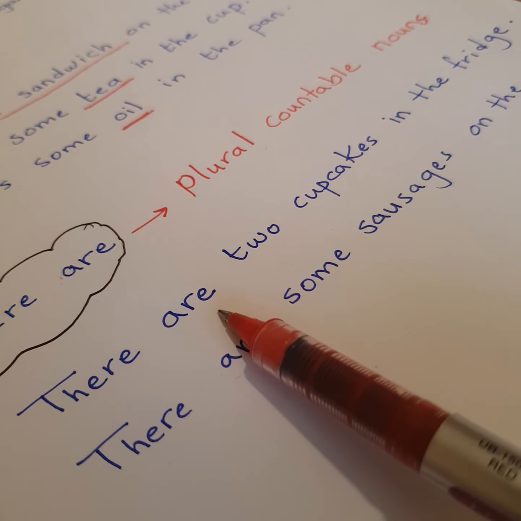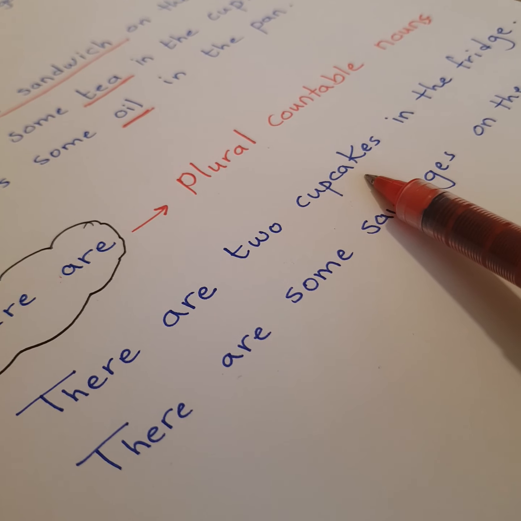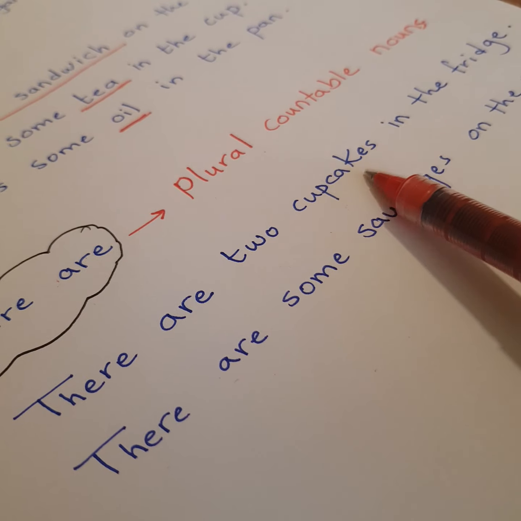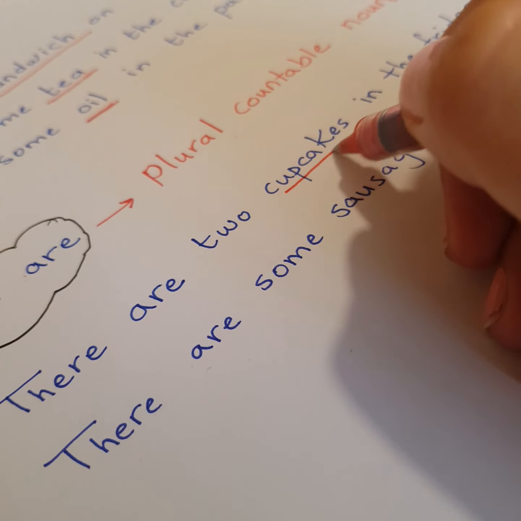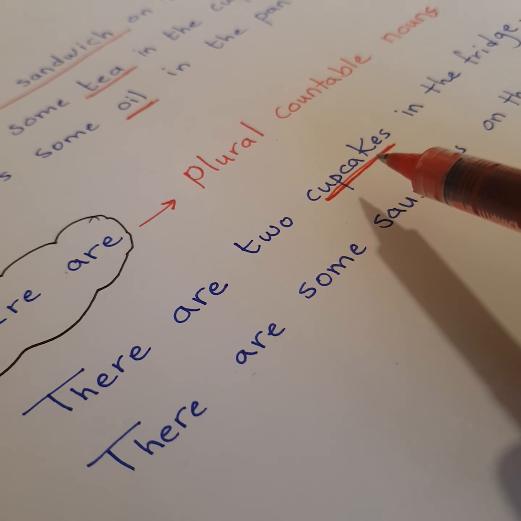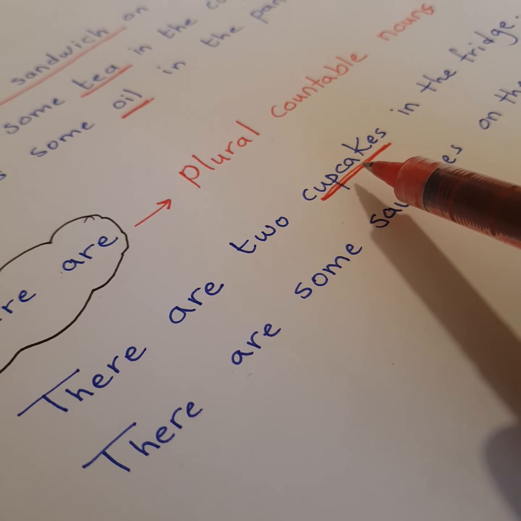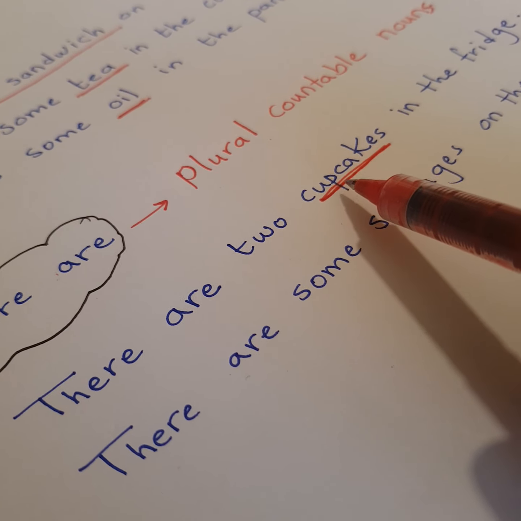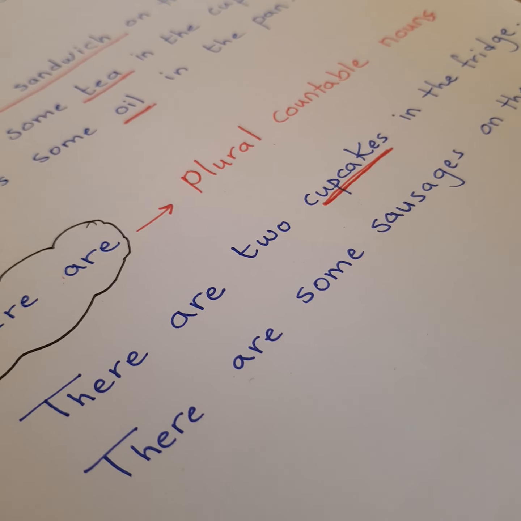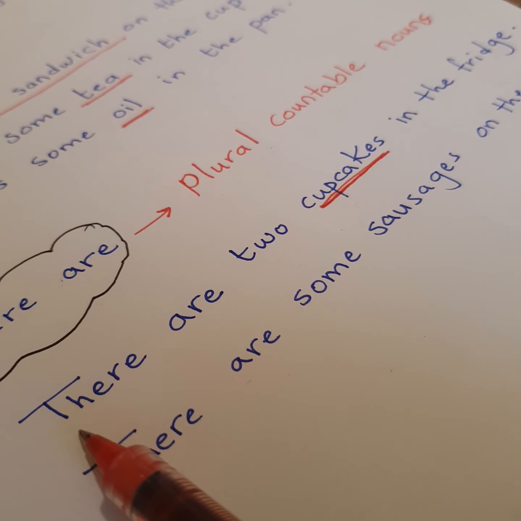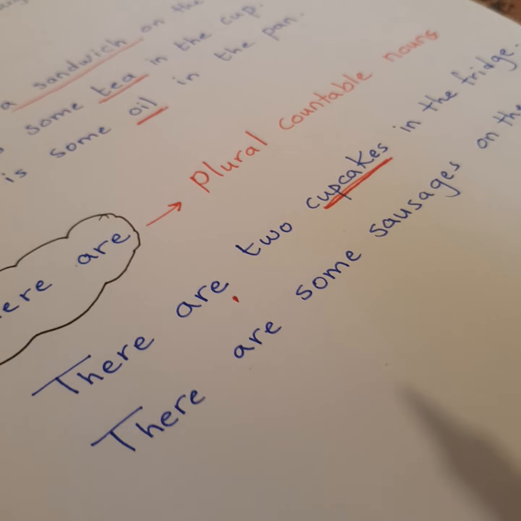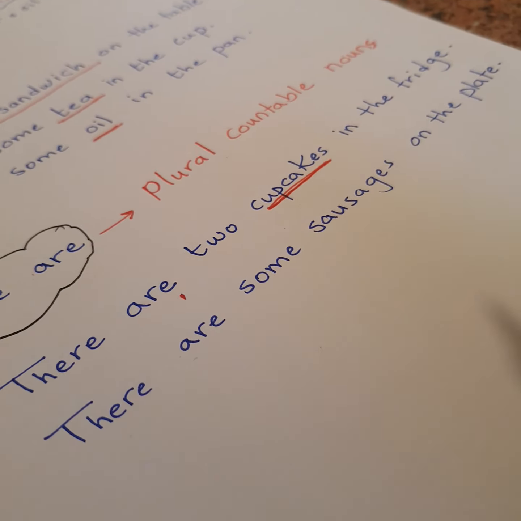Why did I use there are? Because we have a plural countable noun. عنا إيش؟ اسم جمع. Cupcakes. فهو إيش؟ معدود. We can count cupcakes. نقدر نعد الcupcakes؟ Yes, we can. 1 cupcake, 2 cupcakes, 3 cupcakes. فاستخدمنا there are.